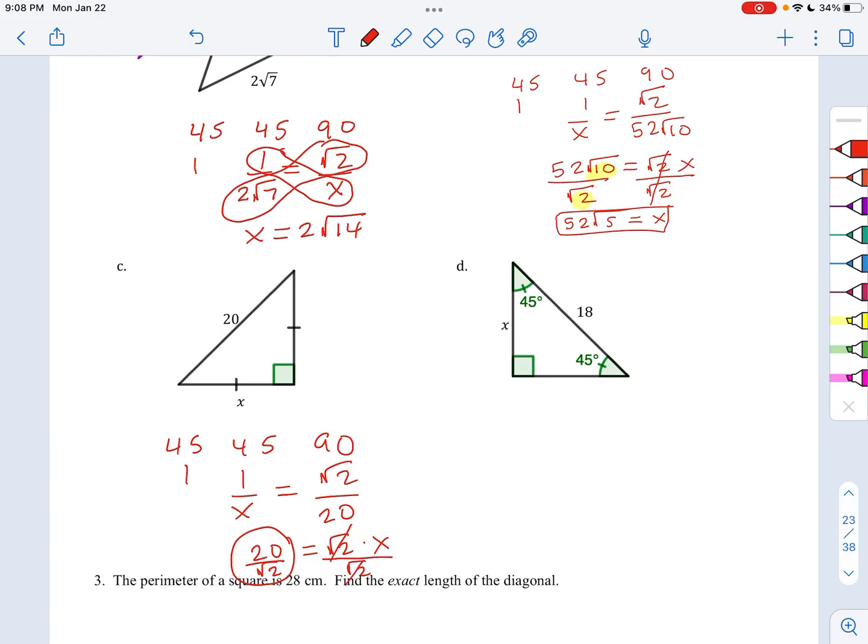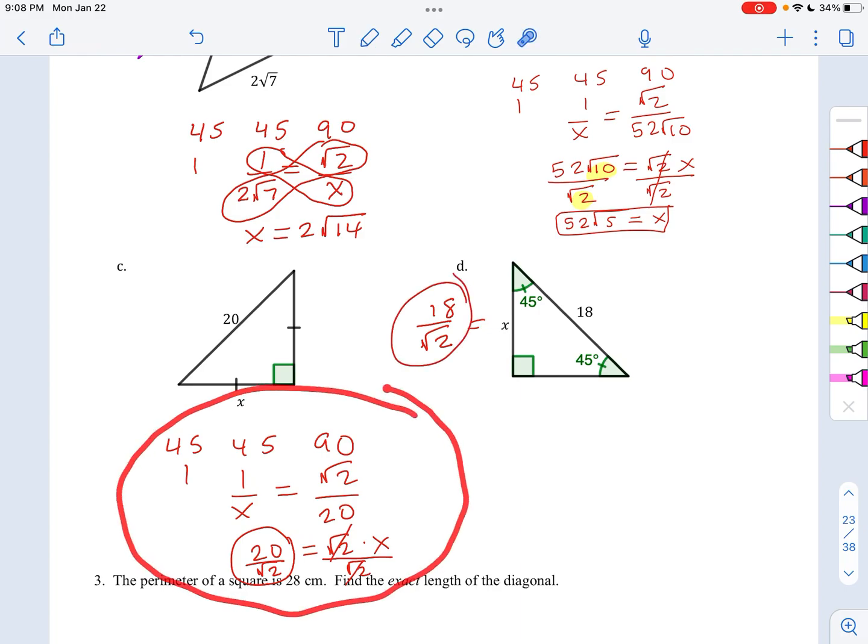If you've learned how to rationalize the denominator before in other classes, that's awesome. You do not have to do that in this class, so I'm just going to leave it as 20 over root 2. All right, hopefully you've tried this last one. When you get this last one, you should get x equals 18 over root 2. It should follow the exact same process you did here. So if you're feeling stuck, I want you to try it on your own again by using this exact method.